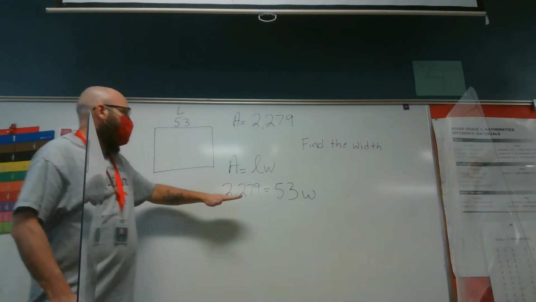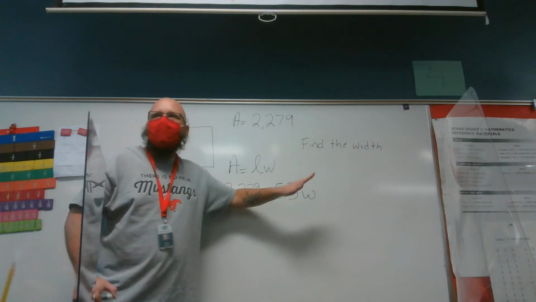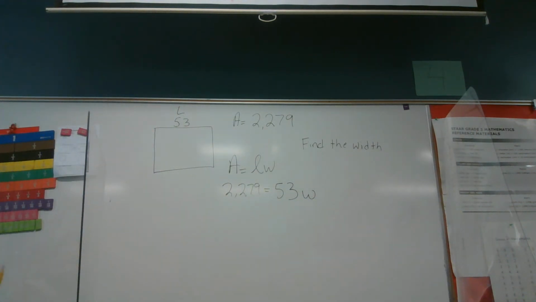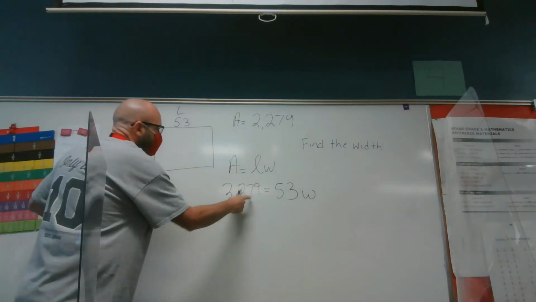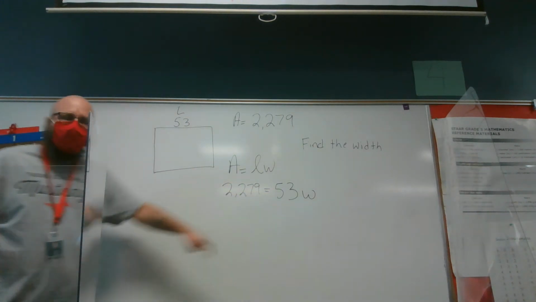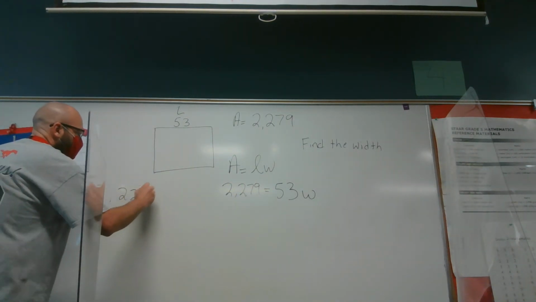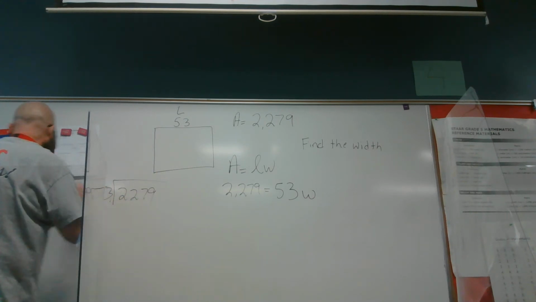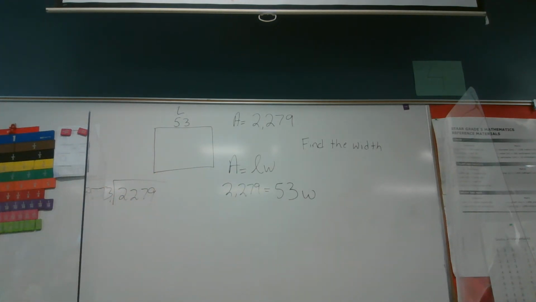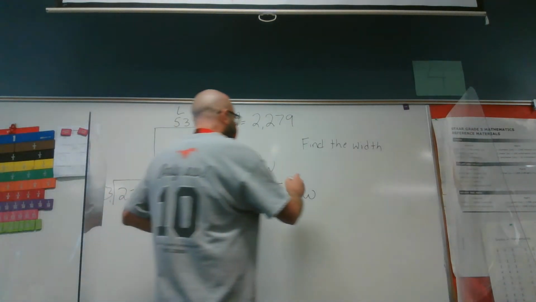So we need to know 2,279. So 53 times what equals 2,279? What's a way you could do this? A math way you could do this, Layla? 2,279 divided by 53. I could take this side of my equal sign and divide it by 53. And when I did that, I would get, Grayson, 43? 43. Is he correct? Yes. So that means my width equals 43.